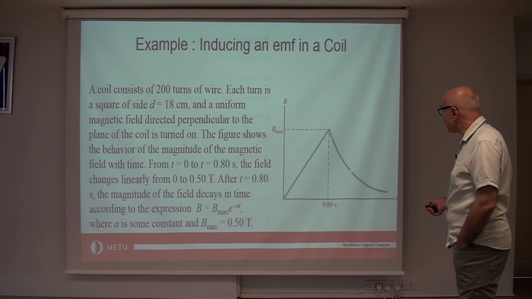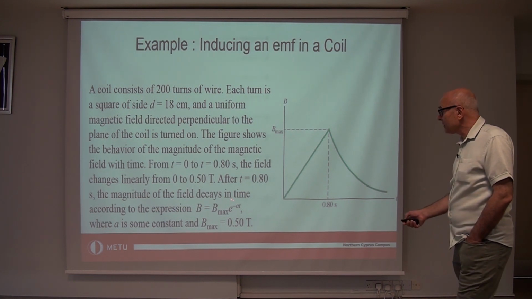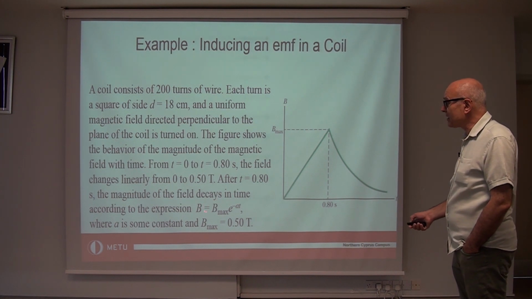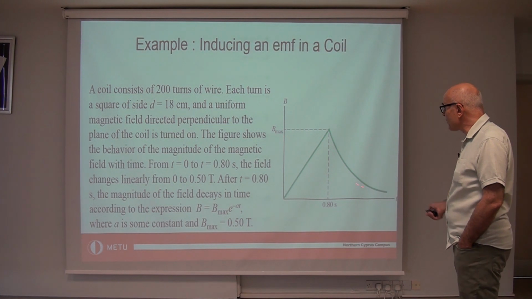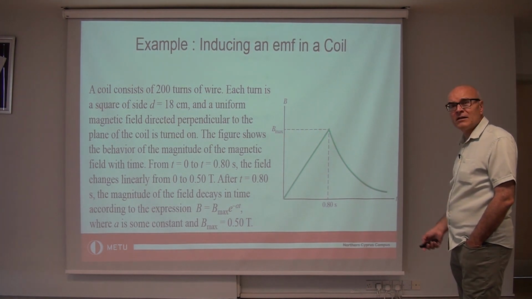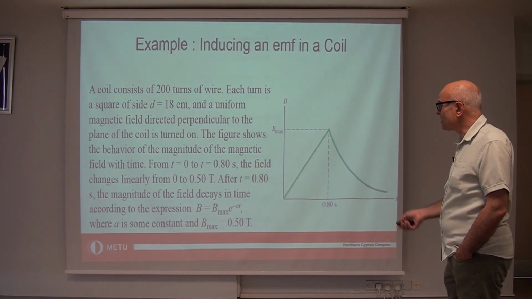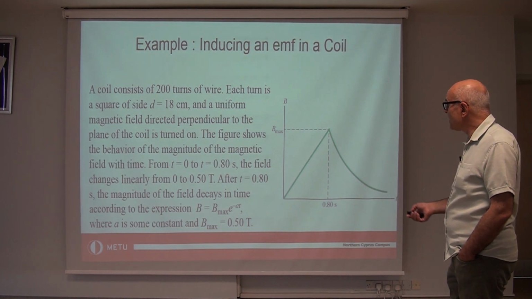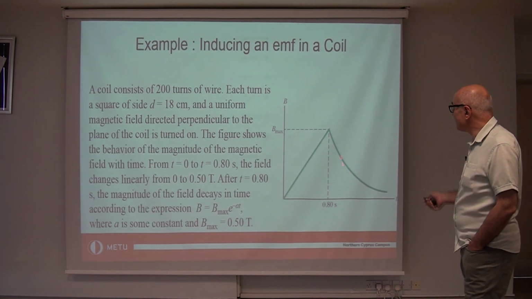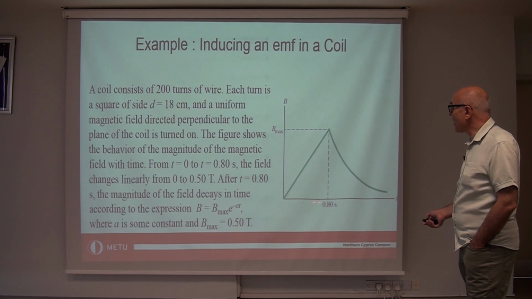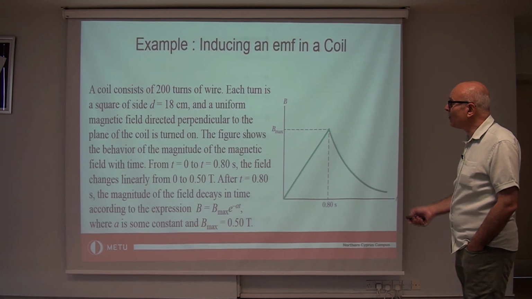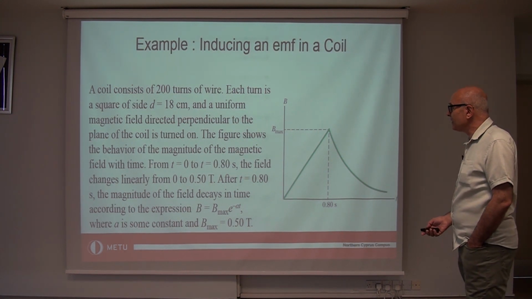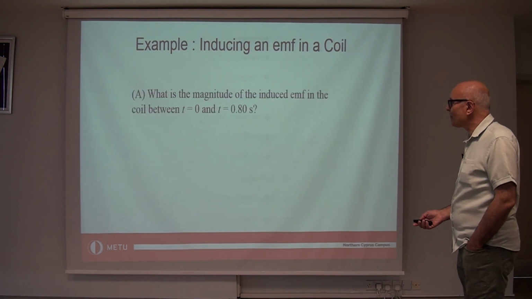Then after that, it starts decaying, and according to this expression, B maximum e to the minus a t. So it's an exponential decay. a is some constant, which is not specified. Okay, so this is how the magnetic field in the loop varies. The loop or the coil has 200 identical turns. Each one of them is a square of side 18 centimeters.